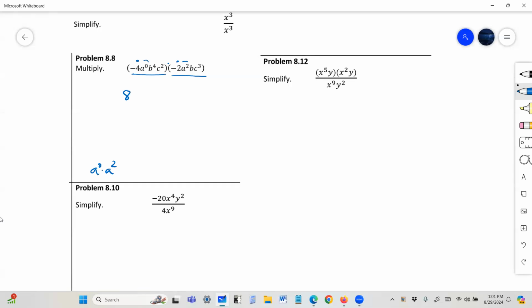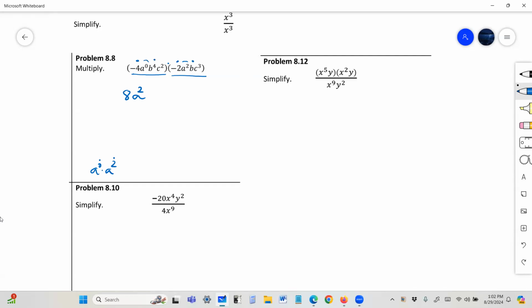Okay, a to the 0 times a to the second power. This is the first rule, which is the product rule. So I'm going to add the 0 and the 2, and I will get a squared. You do the same thing with the b to the 4 and the b.